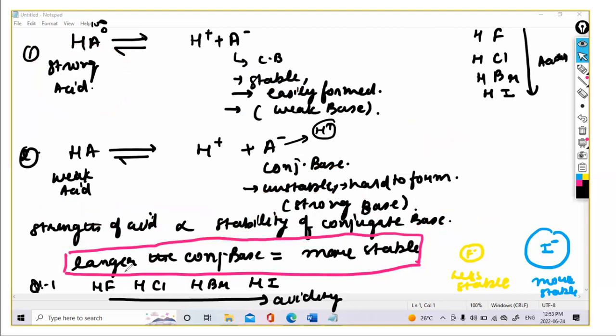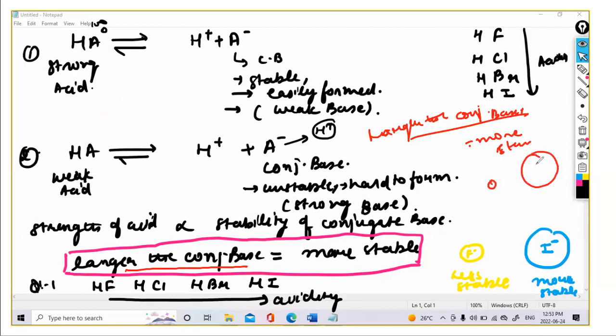Now, how do we decide whether your conjugate base is stable or not? One parameter is size: the larger the conjugate base, the more stable it is. Just as an example, let's say there is a fat person and a thin person. The thin person will be very active as compared to the fat person, who will like to sit more and not move around much.